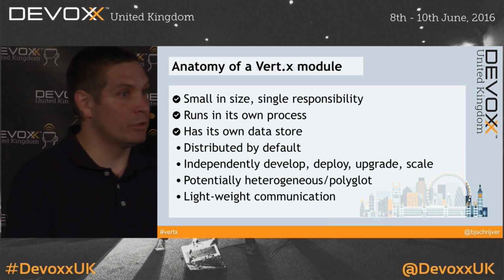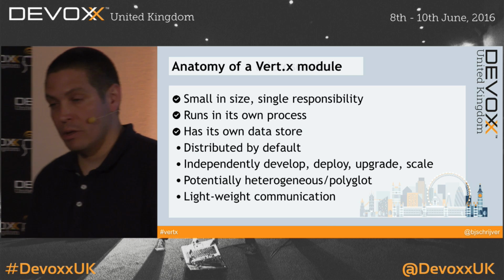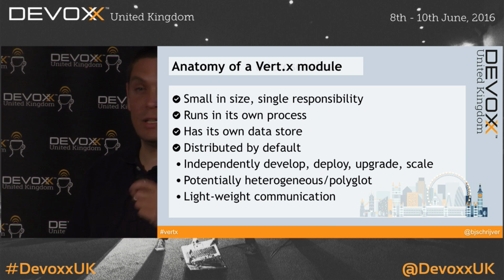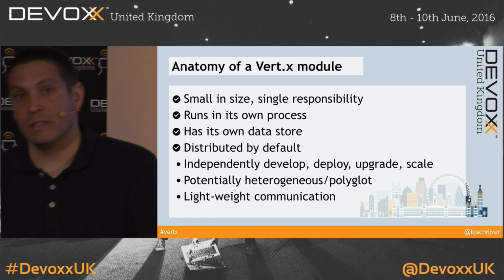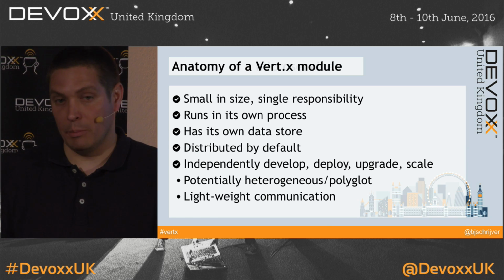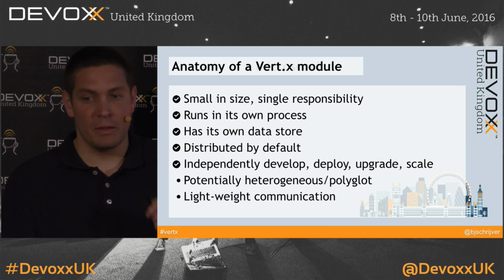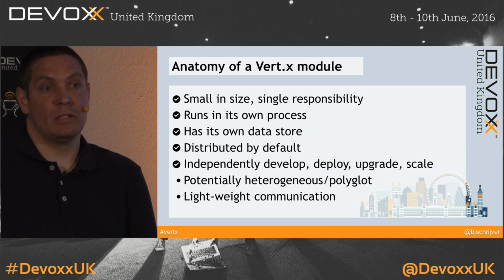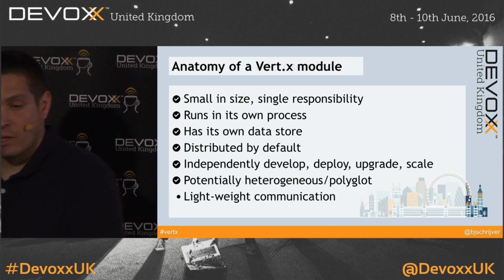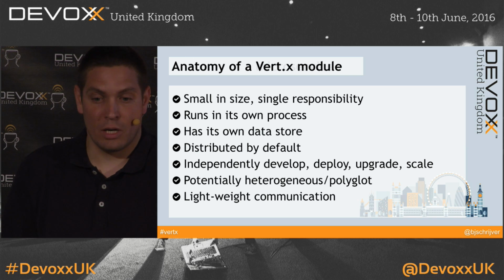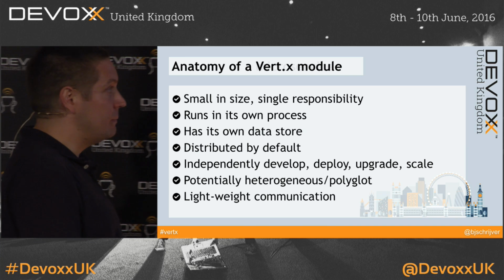Does it have its own data store? Whatever you like to use in your verticals. Go to Microsoft SQL Server, go to Oracle, go to Mongo, whatever you like. Is it distributed by default? Yes, definitely. The event bus is distributed by default. Can you independently develop, deploy, upgrade, and scale them? Yes. I'll be sharing how we handle deployments in our team, but you can definitely do that. Are they potentially polyglot? Why, yes. JRuby, Nashorn, Scala, Groovy, whatever you like. Do they feature lightweight communication? Yes, I would say they do, because you can just throw strings over the event bus or JSON objects, which are still fairly lightweight.